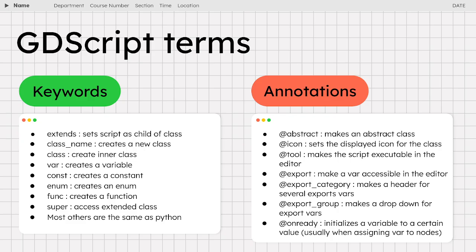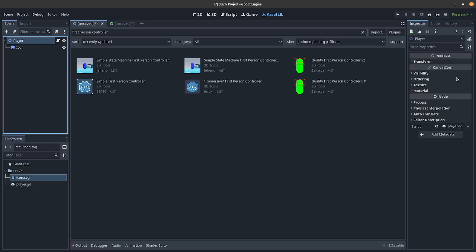Const creates a constant, cannot be edited and cannot be equal to a function. Enum creates an enum. I usually only use enums if I'm having it in the editor.